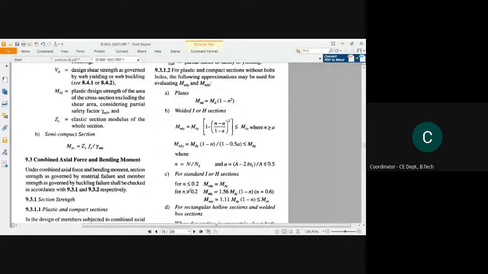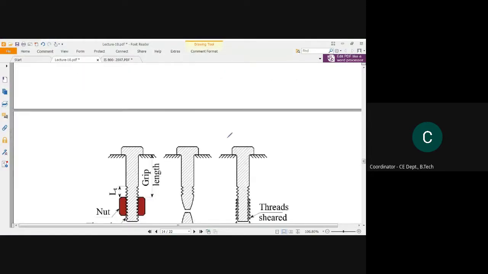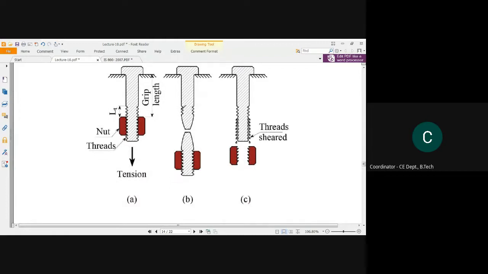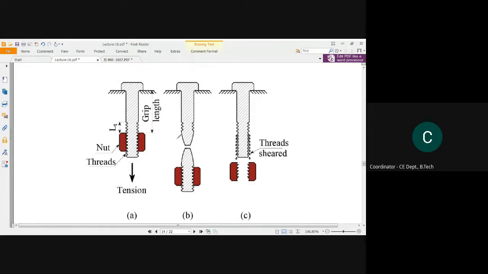Did I lose the page? Just a minute. See, this is a failure in tension. See how this is getting failed in tension. So what does tension mean? If you pull an elastic girder, say this is an elastic girder, you are pulling from this way. It will try to elongate in this direction and in this direction as well. So the failure will also occur in this direction. In a similar way, a bolt fails in this direction in the case of tension.